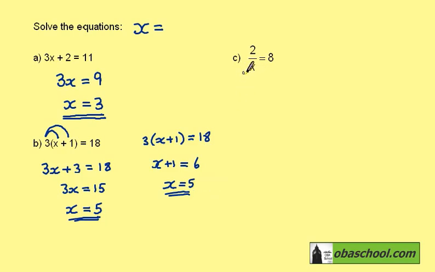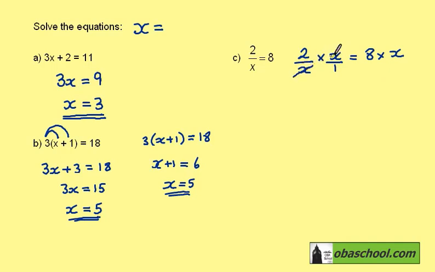Here we have 2 divided by x is equal to 8. I'm going to start by multiplying both sides by x. I have 2 over x multiplied by x, which I can write as x over 1, is equal to 8 times x. Note how I've done the same thing to both sides of the equation.